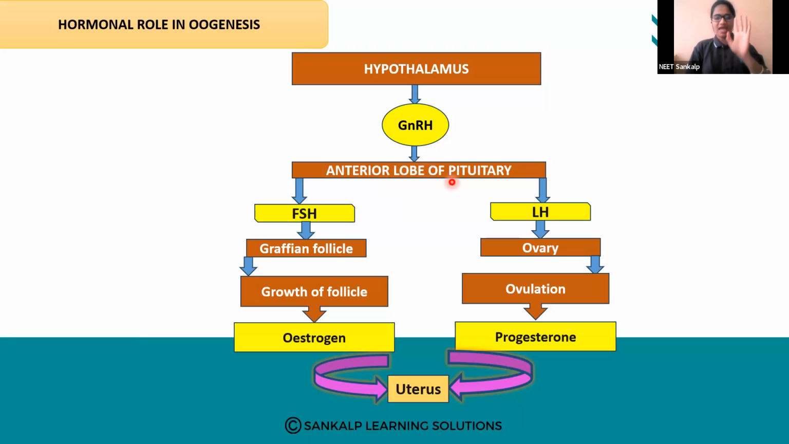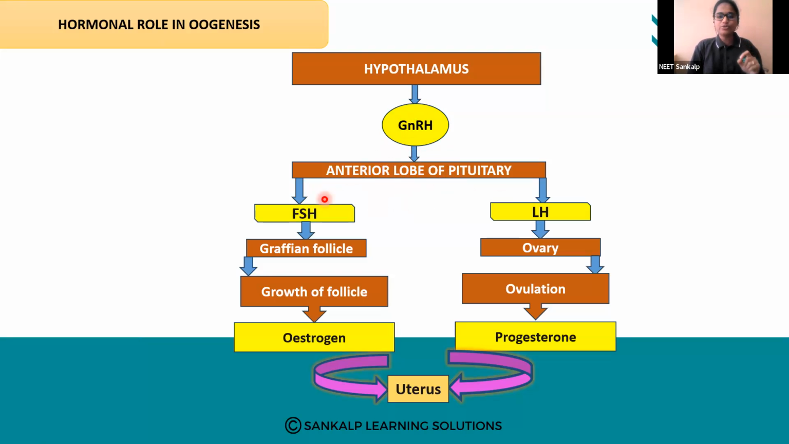In the pituitary, we have two lobes. One is the posterior lobe, the other is the anterior lobe. So the gonadotrophin hormone stimulates the anterior lobe of the pituitary to get active. After it becomes active, what does this anterior lobe of the pituitary do? It produces two hormones, guys. The first one is follicle stimulating hormone.